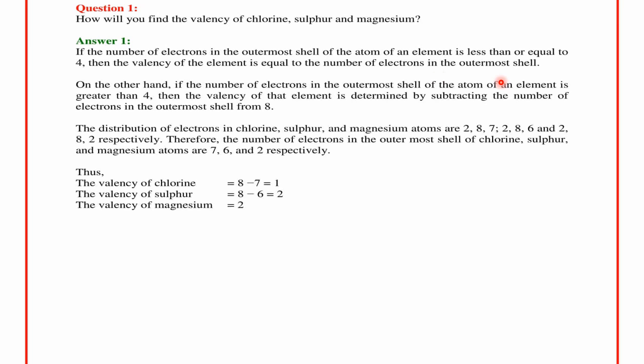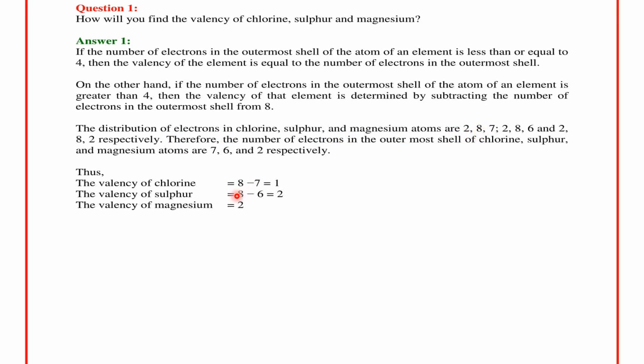On the other hand, if the number of electrons in the outermost shell of the atom of an element is greater than 4, then the valency of that element is determined by subtracting the number of electrons in the outermost shell from 8. So if it is more than 4, then it will accept electrons. How many it is accepting, that is the valency. The distribution of electrons in chlorine, sulfur, and magnesium atoms is as follows.